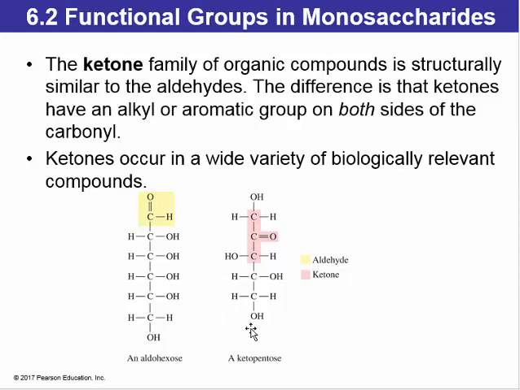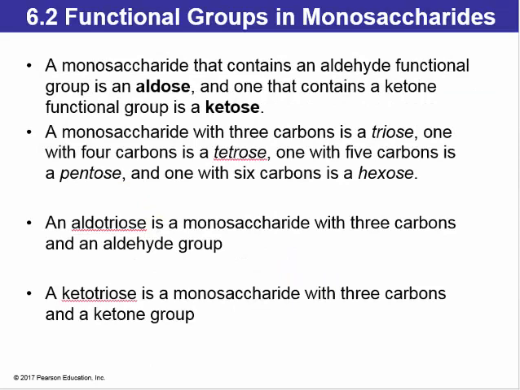The two structures on this slide are monosaccharides, and notice that aside from the carbonyl carbon, every single carbon is bonded to a hydroxyl group. So it matters whether a monosaccharide has an aldehyde functional group or a ketone functional group. So we can refer to a monosaccharide that has an aldehyde functional group as an aldose, and one that contains a ketone functional group as a ketose.